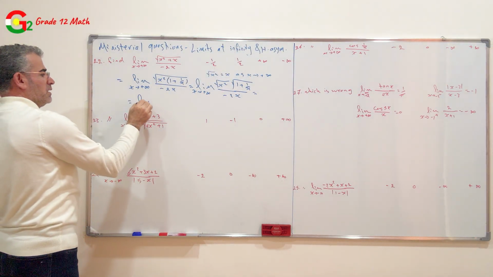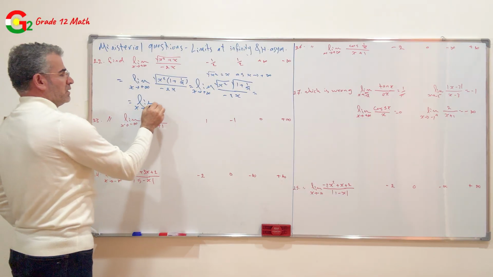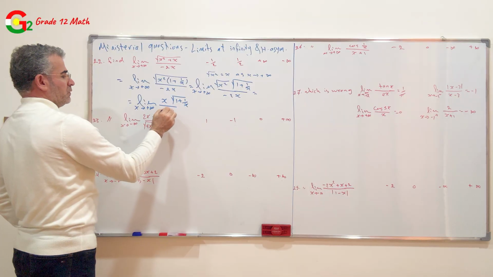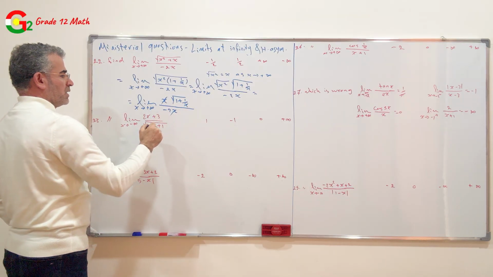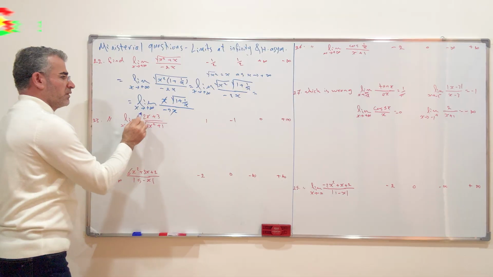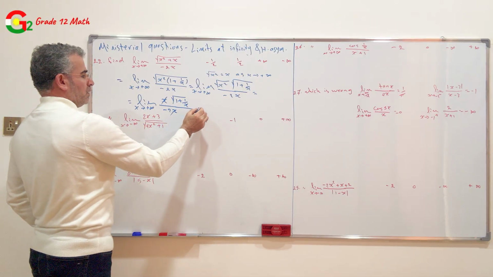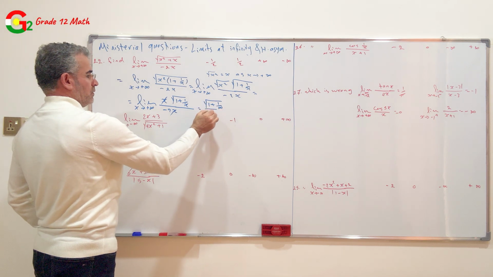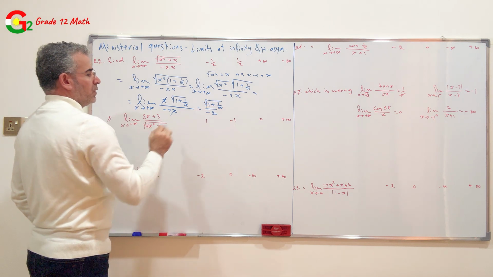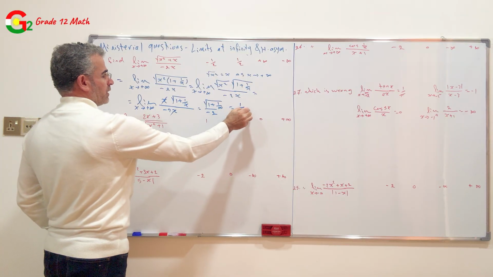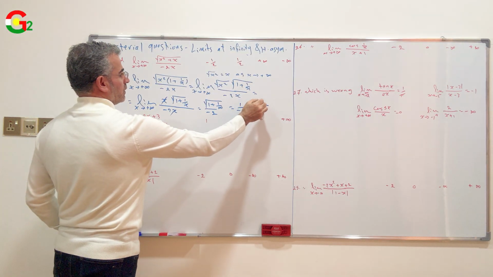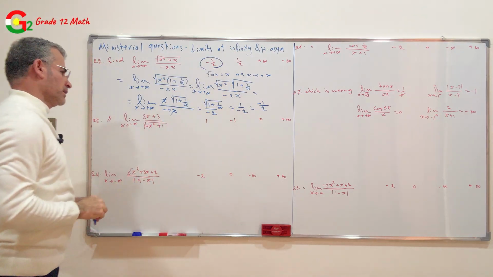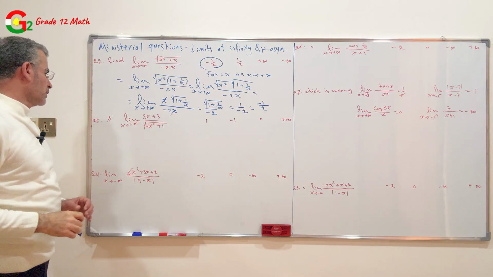Therefore, the limit will be the limit as x approaches positive infinity of x times the square root of 1 plus 1 over x, over negative 2x. Reduce x with x, and substitute every x with positive infinity. 1 over positive infinity is 0. 1 plus 0 is 1, and the square root of 1 is 1. 1 over negative 2 equals negative 1 over 2. Choice A.